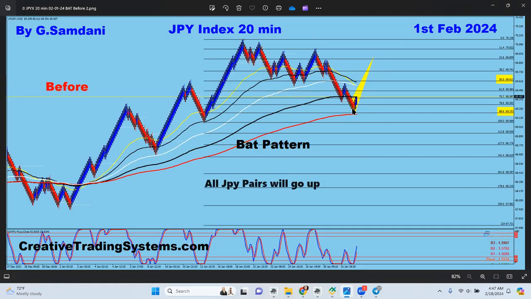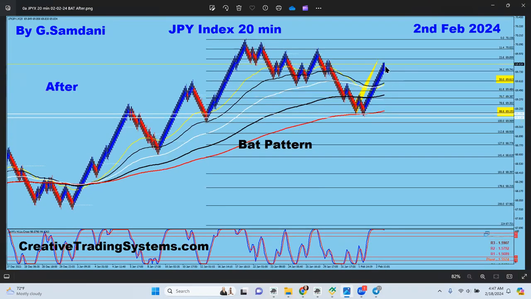So we had this perfect bat pattern here, and then it reacted and went up exactly where I said it is going to go. So now from this to this is another thing. And every step of the way, every leg creates another opportunity or pattern. If you learn, you can catch those patterns.